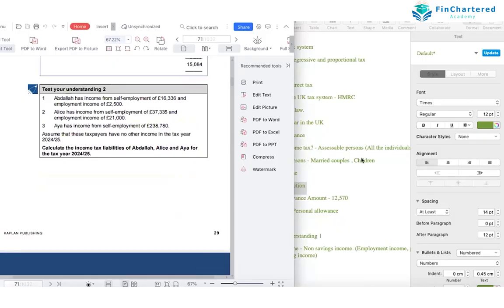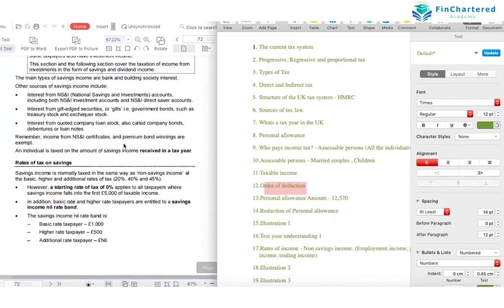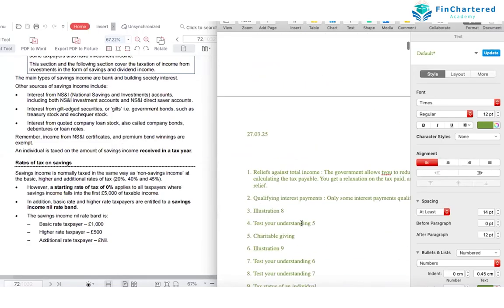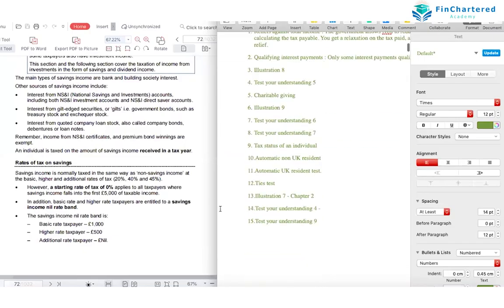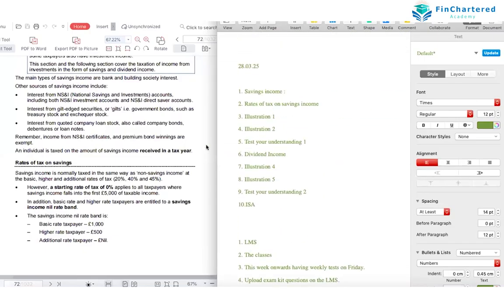And if you remember, test your understanding too. We had looked at Abdullah, Alice, Aya. We've looked at everybody's examples. Then comes savings income. We did this in the last class or the last to last class. I don't recollect. Probably on Friday we've done this. Savings income, we did it on Friday.